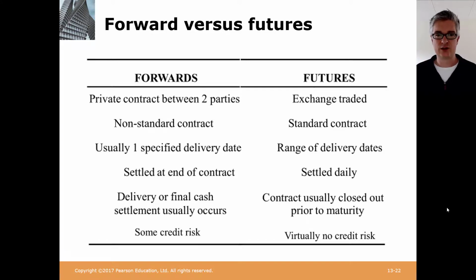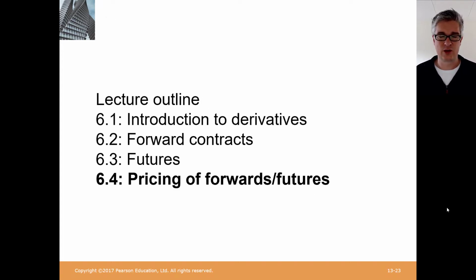So here's a list of these two things. Forwards are a private contract between two parties, whereas futures are exchange traded. For forwards, there's no standard contract; for futures, there is. Usually forwards have one specified delivery date. Futures can have a whole range because there are all these different contracts. Futures are settled daily, so you get daily updates on the prices. Forwards don't get settled until the end of the contract. Forwards are typically delivered, but futures are typically closed out before maturity, so risk is hedged in another way. With forwards, there's some credit risk. With futures, there's no credit risk because of the margin account.